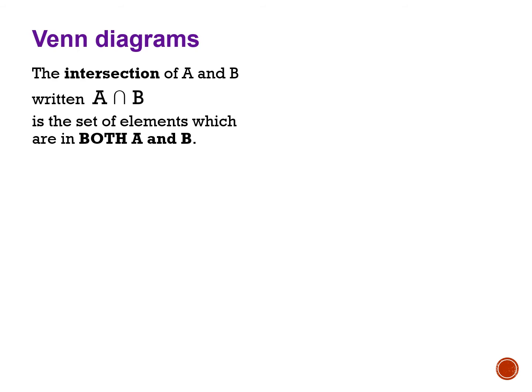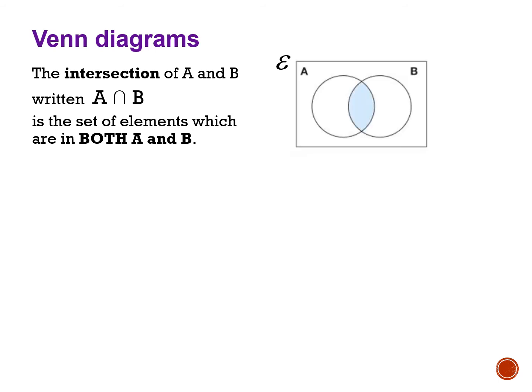Let's have a look at some Venn diagrams then and what the regions on them represent. Again, here's some more notation for you. I have 2 sets A and B. If I talk about the intersection of A and B, that is where they cross over each other. So let's have a look at the diagram that would represent that.